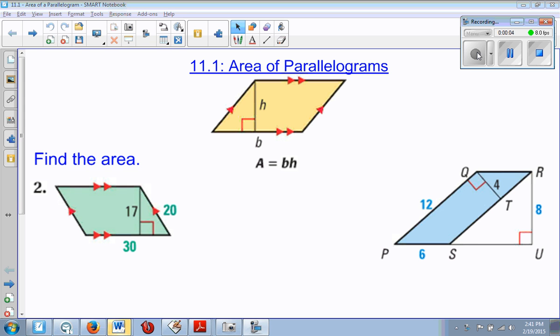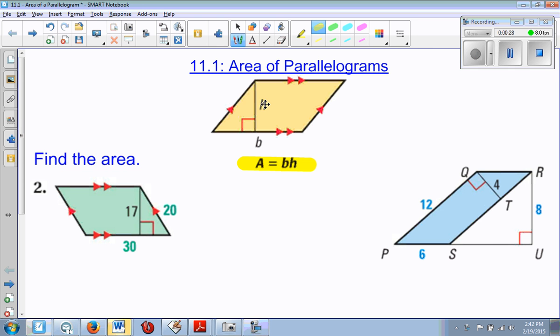Okay, so this lesson is actually really short. It's all covering how to find the area of a parallelogram. If you remember from last class, the definition of a parallelogram is any figure that has four sides and the opposite sides are parallel to each other. When we find the area of a parallelogram, the formula is very simple. It's just base times height.